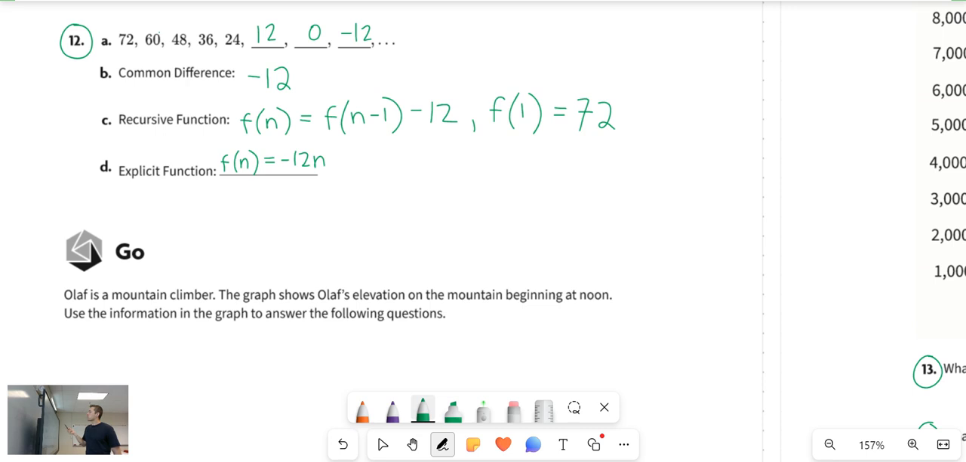Well, if our first step takes us to 72, then we actually would need to start sort of 12 above that. So if we plug in 1, we get 72. So this needs to be plus 84. There we go. All right, on to the next one.